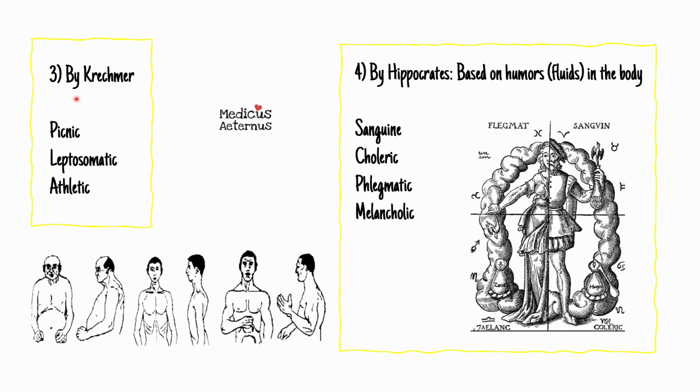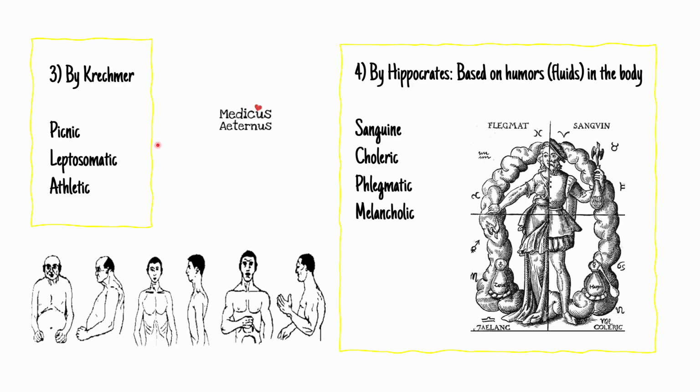Now we will talk about the 3rd type of the body constitution, which was created by the German psychologist and pathologist Ernst Kretschmer. He linked the physical body types to personality traits and mental disorders, proposing 3 main types. They are the pyknic, which has a short, round, and stocky, fleshy built physique, and they are associated with disorders such as bipolar disorder, manic and depressive.